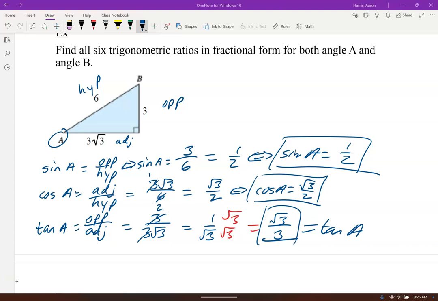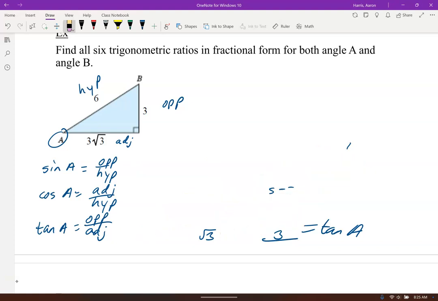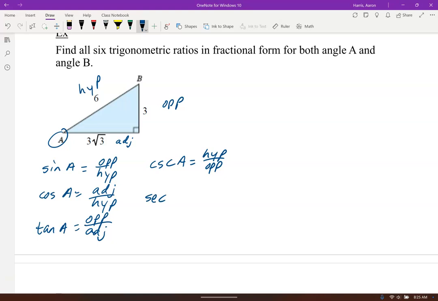Now let's get into their reciprocals. Notice we have the sine. Let me erase a little bit of this. So the reciprocal of sine is the cosecant. The cosecant would be hypotenuse over opposite. The secant would flip over the cosine, so hypotenuse over adjacent. And the cotangent flips over the tangent, so adjacent over opposite.